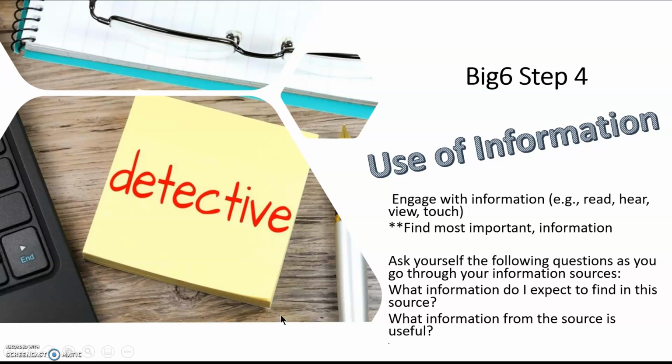Your fourth step, use of information. This just means asking yourself, what information do I expect to find in this source, and what information from the source is useful? So you're making decisions as you go through the information, as you're reading, listening, viewing, even possibly touching the information, and deciding what it is that you really need from these sources. So when you're looking at a website about a president, do I need to know every little thing that happened to this president, or is it just this particular point in his life that I want to make sure I've captured?